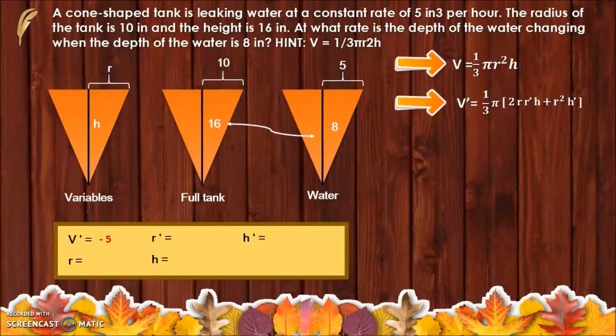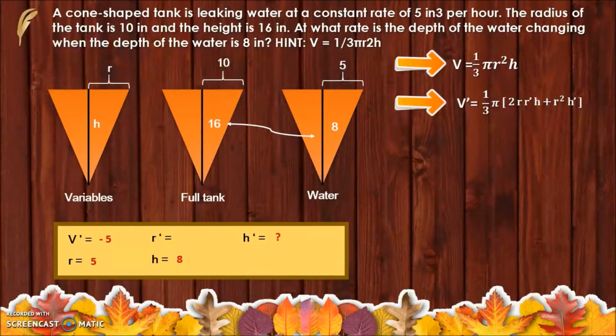Here it says that the tank is leaking water at a constant rate of 5 inches cubed per hour. Since it's inches cubed, we know that we're talking about volume, and in this case it's -5 because the water is leaking. Then from our drawings, we know that the radius, r, is going to be equal to 5, h is going to be equal to 8, and h prime is what we're trying to solve for. So now we just need to find r prime.